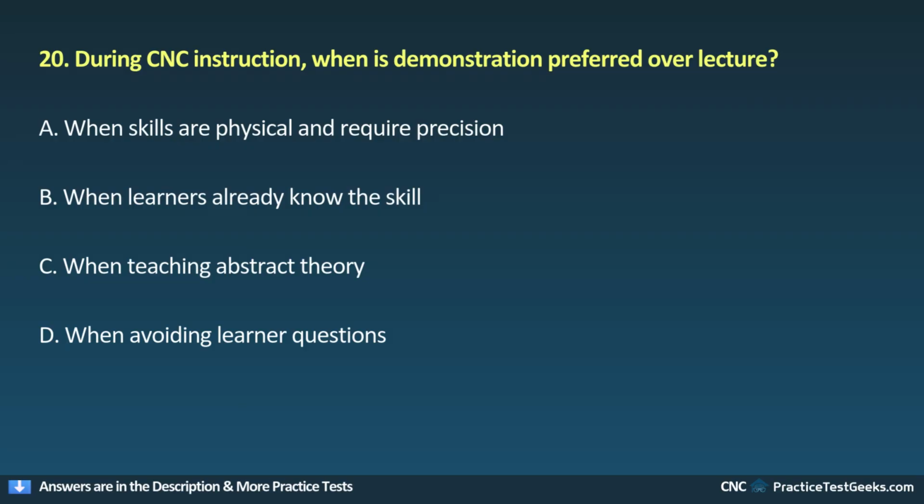20. During CNC instruction, when is demonstration preferred over lecture? A. When skills are physical and require precision. B. When learners already know the skill. C. When teaching abstract theory. D. When avoiding learner questions.